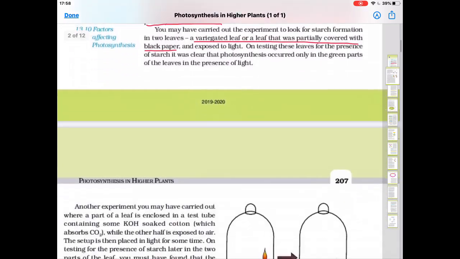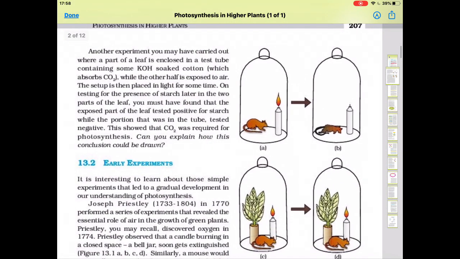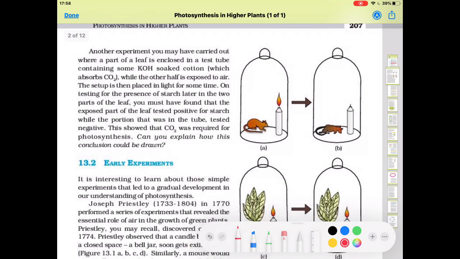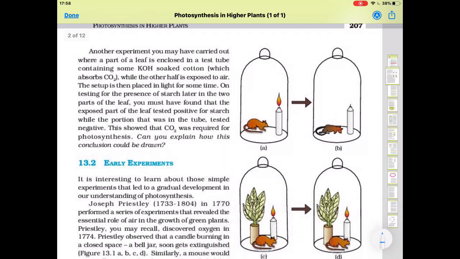Another experiment which will show that carbon dioxide is essential for the process of photosynthesis is the half leaf experiment, where a part of the leaf is enclosed in a test tube containing some KOH soaked cotton. KOH means potassium hydroxide, and it has the property to absorb carbon dioxide.